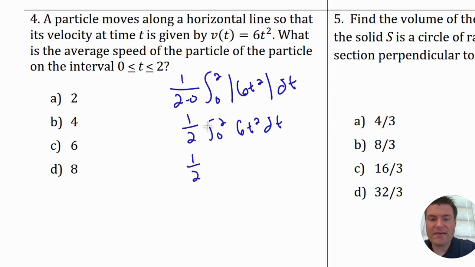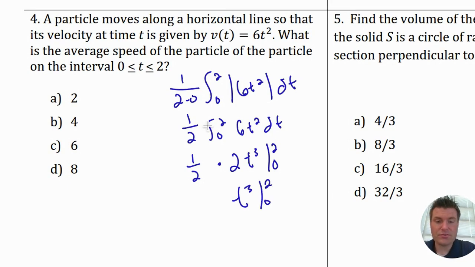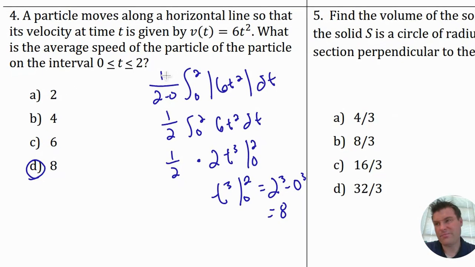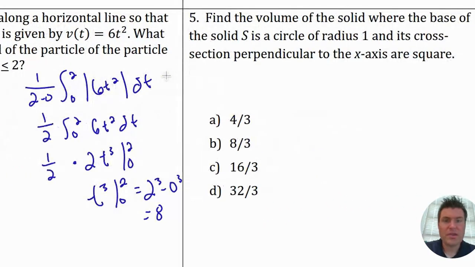I'm going to keep that 1/2 on the outside when I integrate 6t squared. I'm going to get t to the third, divide that 6 by 3 to give me a 2. And we're going to evaluate that from 0 to 2. If you notice, that 1/2 and 2 are going to cancel out. So we're going to get t cubed, evaluate that from 0 to 2, which is going to give me 2 cubed minus 0 cubed, which is going to give me an answer of 8. So it's an average value question, really.